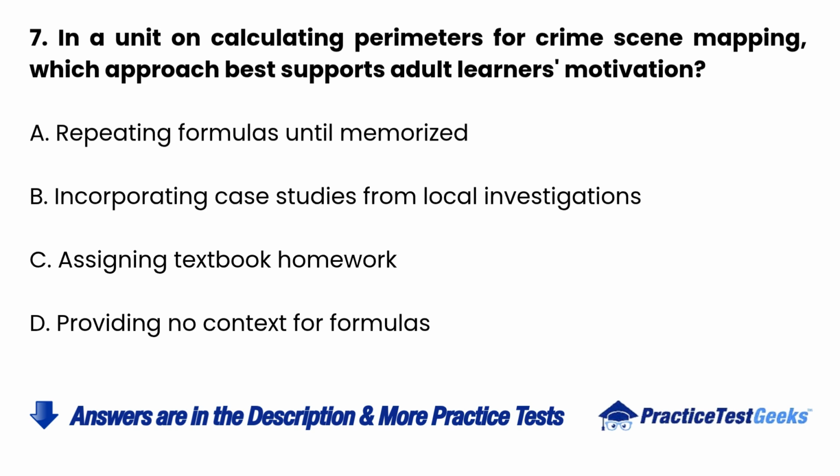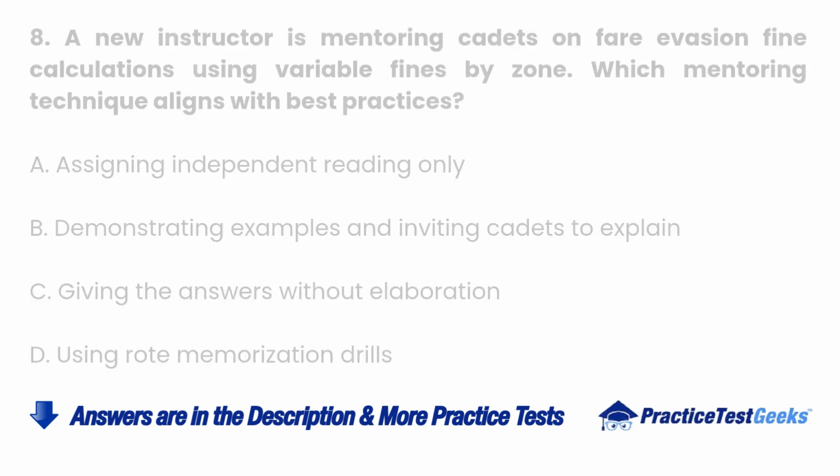7. In a unit on calculating perimeters for crime scene mapping, which approach best supports adult learners' motivation? A. Repeating formulas until memorized. B. Incorporating case studies from local investigations. C. Assigning textbook homework. D. Providing no context for formulas.